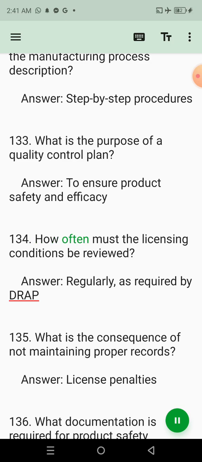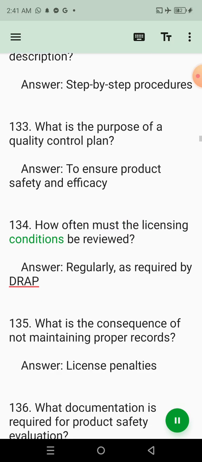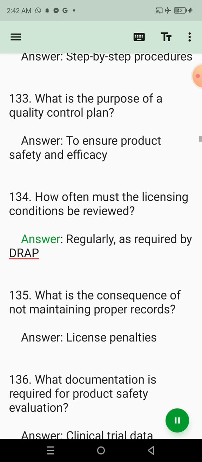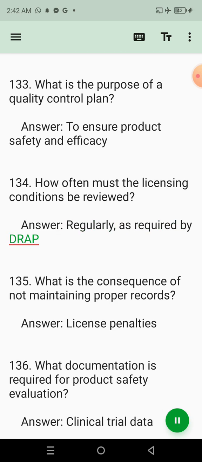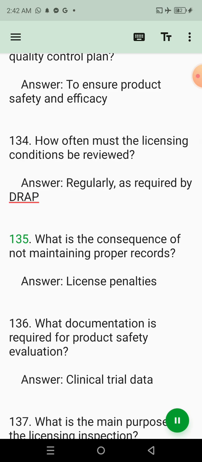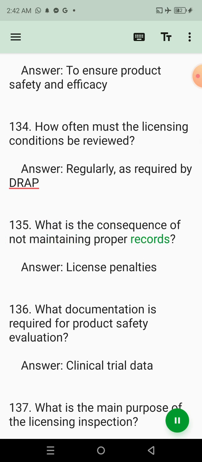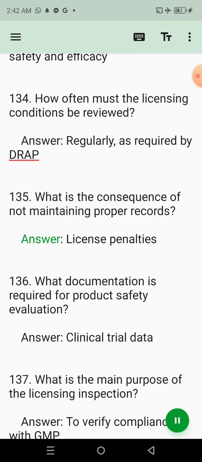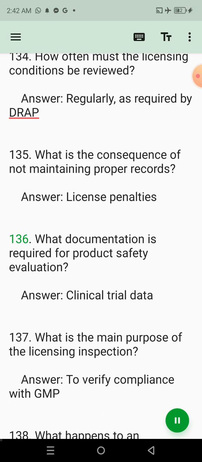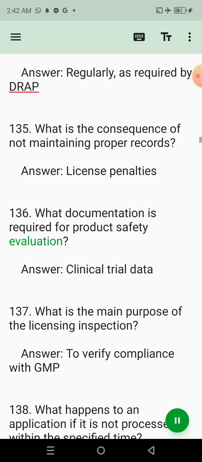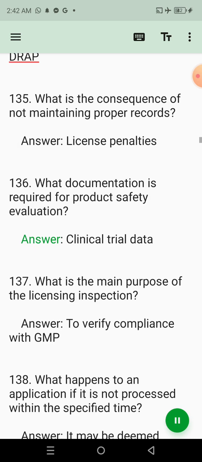134. How often must the licensing conditions be reviewed? Answer: regularly, as required by DRAP. 135. What is the consequence of not maintaining proper records? Answer: license penalties. 136. What documentation is required for product safety evaluation? Answer: clinical trial data.